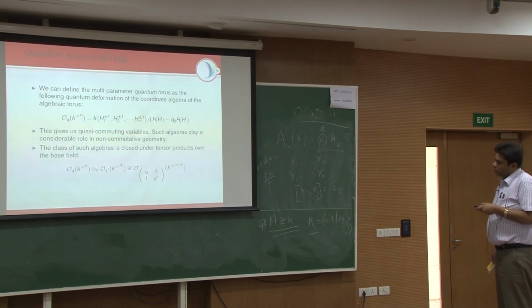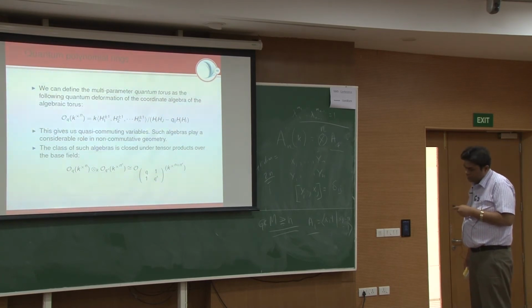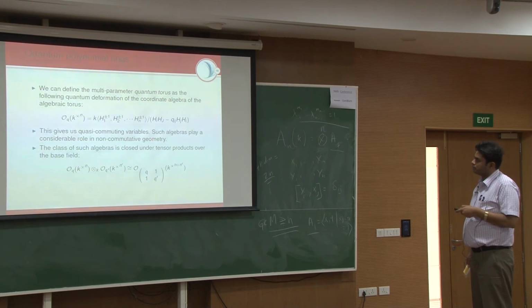So how are quantum groups defined? They are usually defined as deformations of coordinate algebras, or coordinate rings, of algebraic varieties. So if you take the torus, this is a torus, and its coordinate ring, as you know, is this Laurent polynomial ring.